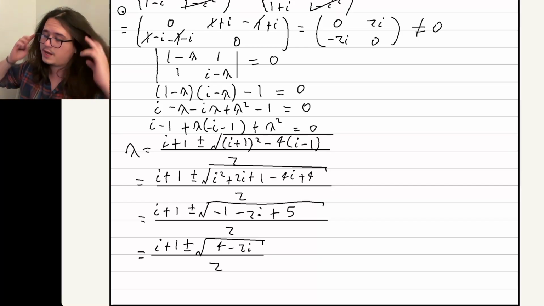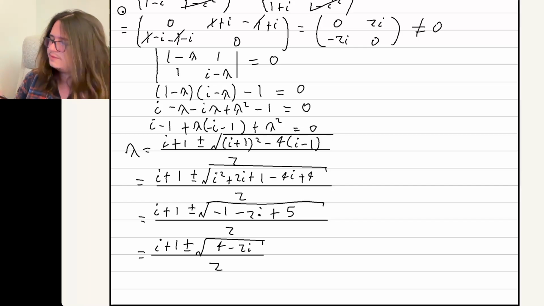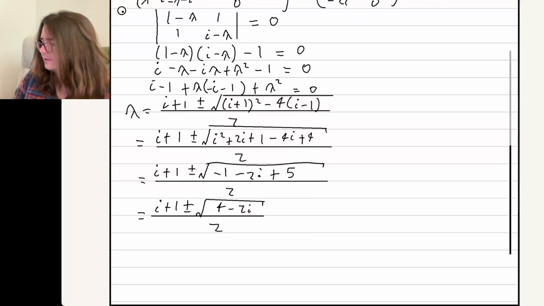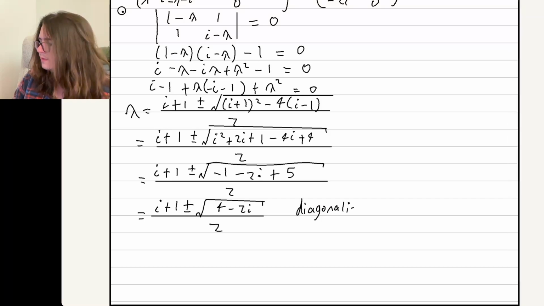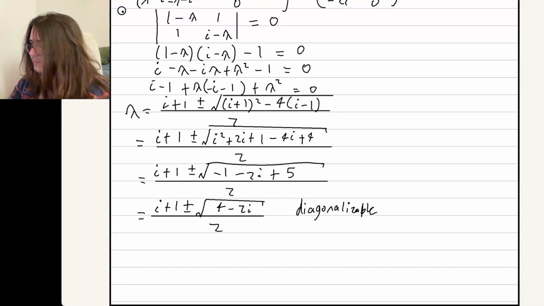And I can't simplify it any further, so the plus or minus solutions should be distinct, and if that is the case, then it is diagonalizable, since the characteristic equation has two distinct solutions. All right.